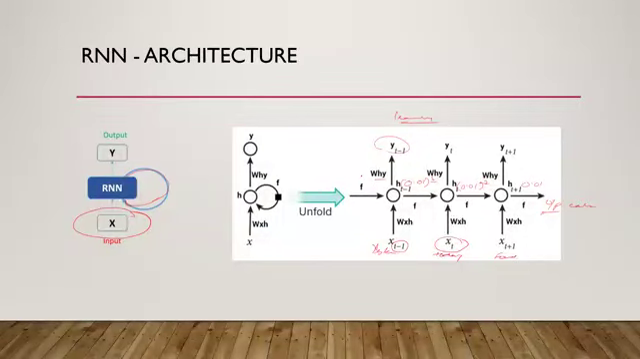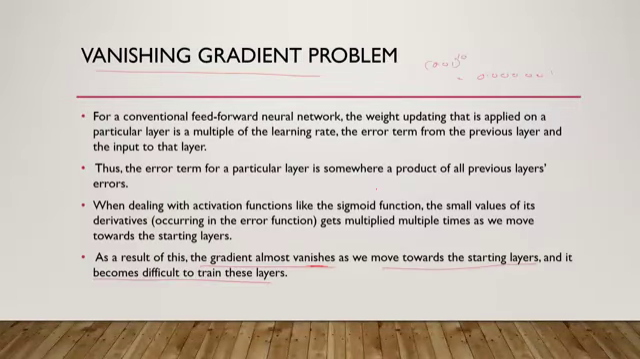So just for your understanding, think that in this RNN, because the learning rate decreases, the gradient decreases from the end layers to the starting layers. So that was a major problem.